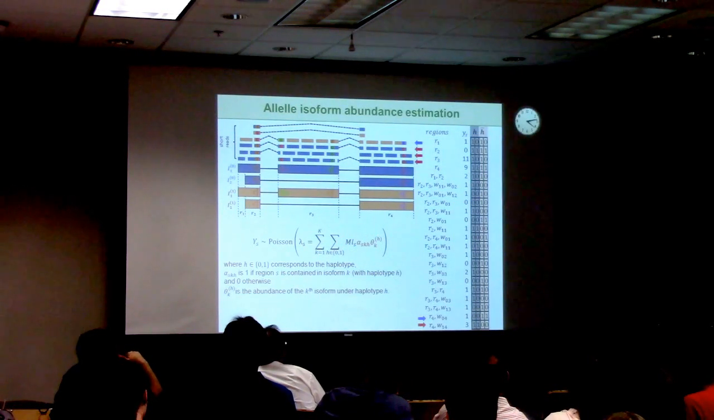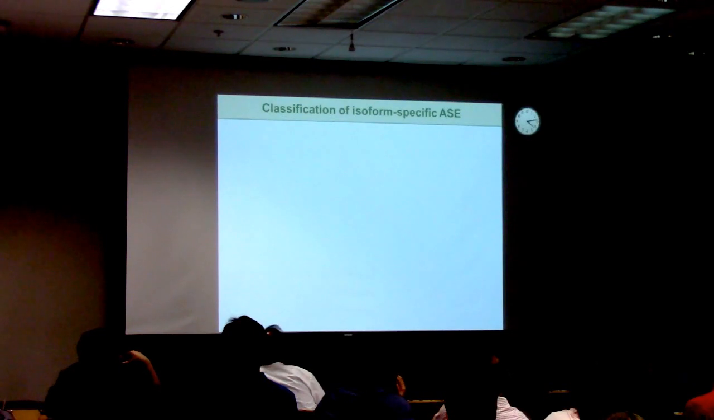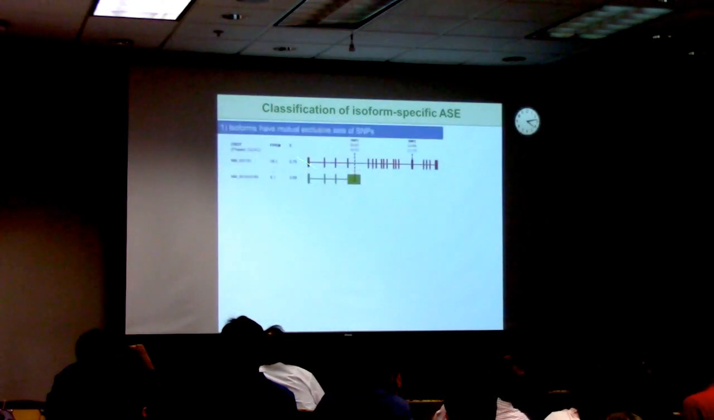But again, this is a Poisson likelihood. You can solve it by convex optimization. So no problem, you can solve it. And once we solve it, we find something very interesting. I'll show you some examples.